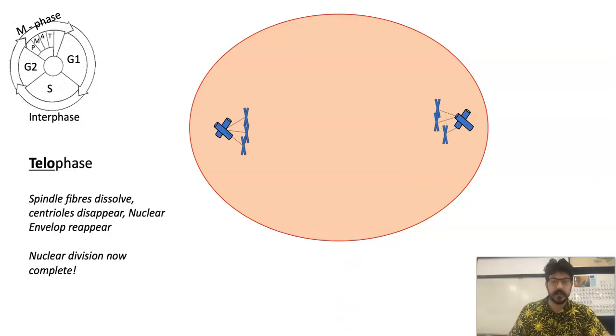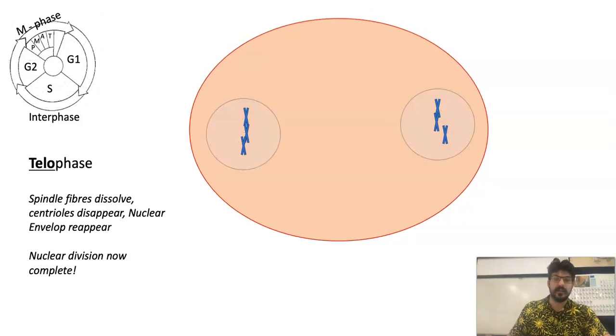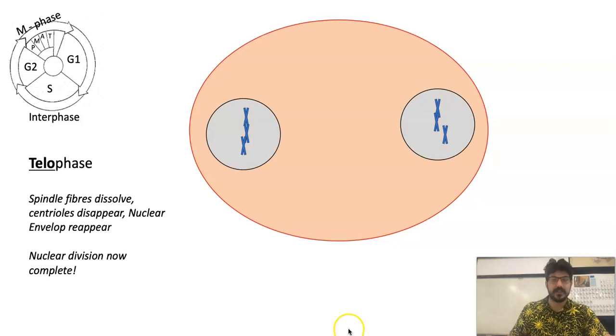The last stage is telophase. Telophase is where the spindle fibers and centrioles will dissolve and the nuclear envelope will now appear like that. And just like it says down here, we're now done with nuclear division. We're done with splitting the nucleus. Mitosis as we know it, or should know it, is now complete.